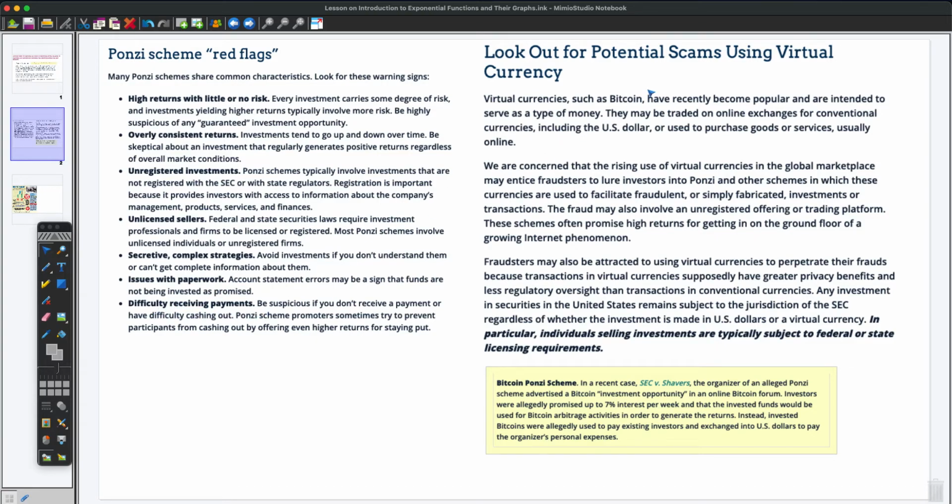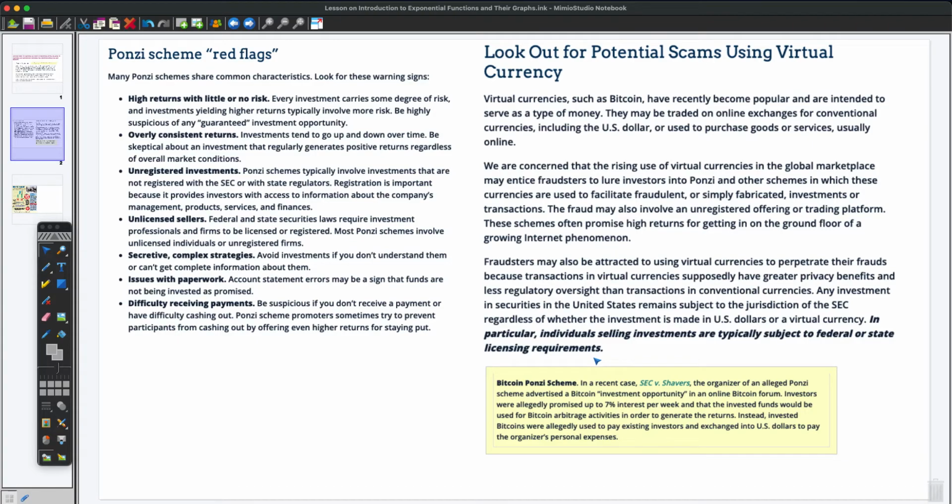So one thing that's been in the news lately is potential scams using virtual currency. All right. And so even in this little yellow bullet, I'll leave that. You can pause it and read it if you want to, but it talks about a lawsuit where basically there was a scammer who claimed to be investing in Bitcoin, and it turned out to be basically a Ponzi scheme. So you can see the bolded statement here. In particular, individuals selling investments are typically subject to federal or state licensing requirements. So if you're not seeing those licenses, that's kind of a red flag as well, right? If they're not able to produce those things.